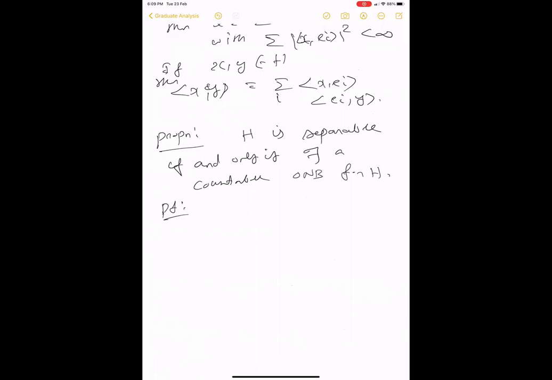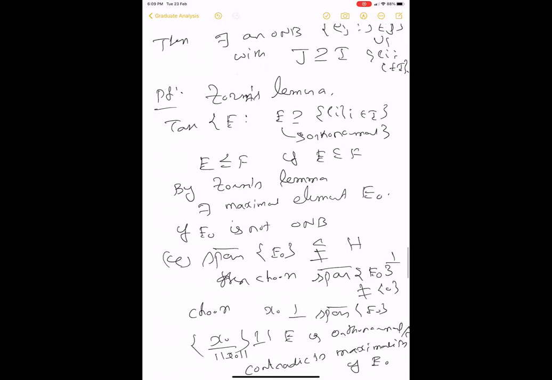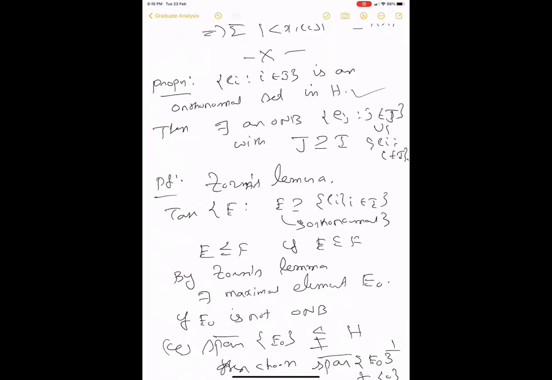So first statement: if H is separable, let {x_n}, n in N, be dense in H. Then I want to prove the result. The existence of an orthonormal basis is clear, I believe. Is that clear to everyone? I have already proved that if you have an orthonormal set, then there exists an orthonormal basis which extends that set.